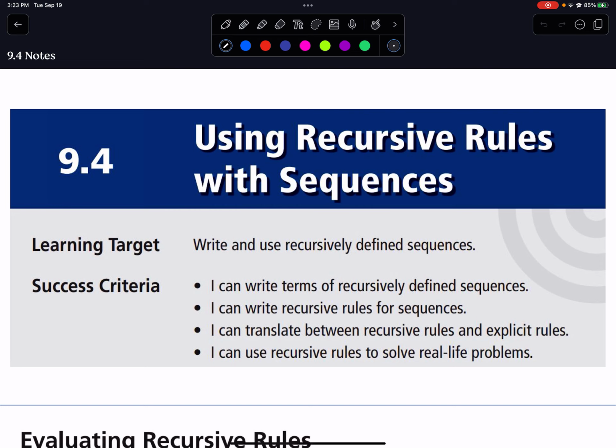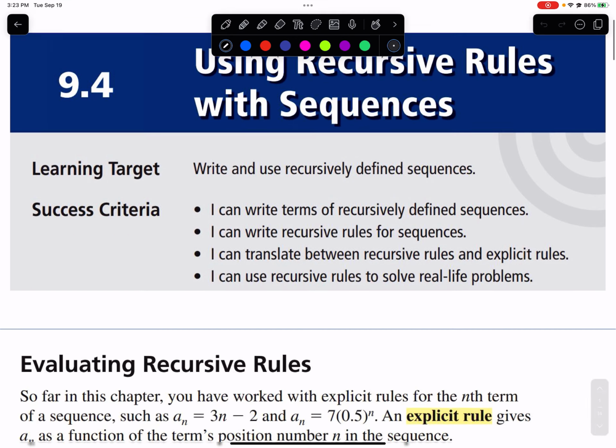But your learning target is to write and use recursively defined sequences. So you can write terms using recursive rules. You can write recursive rules. You can go back and forth between recursive and explicit, and you can use recursive to solve real-life problems.